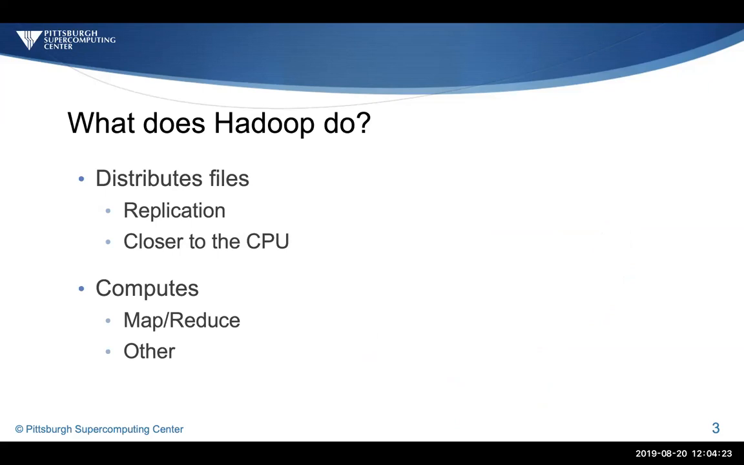So what does Hadoop do? It will distribute your files into a file system, which provides replication and also allows you to do computation closer to the CPU, which has certain advantages, which we'll talk about. And also it's a computation system. And again, there's a software ecosystem that lives on top of the file system that may or may not use this system. But the basic system that is provided for you is the MapReduce system, which again, we'll talk about in just a little detail here.